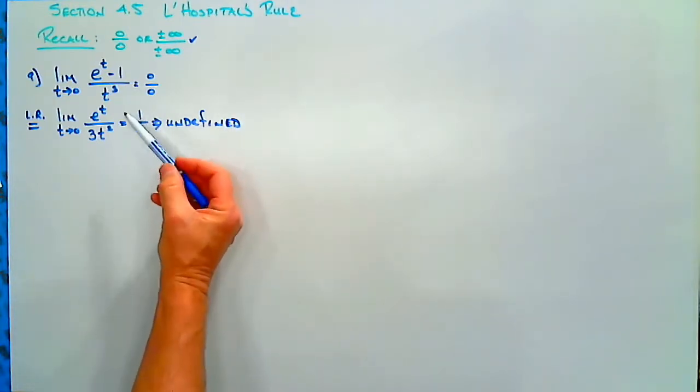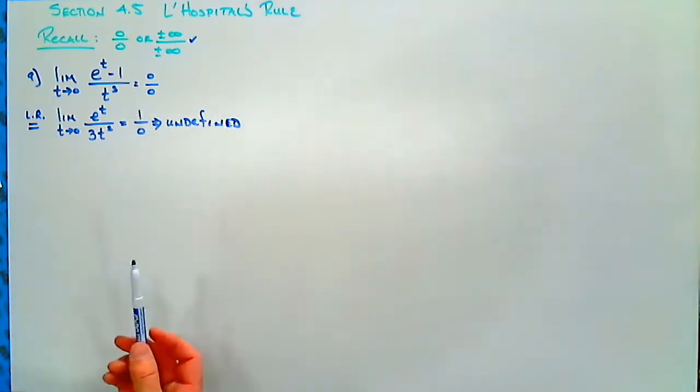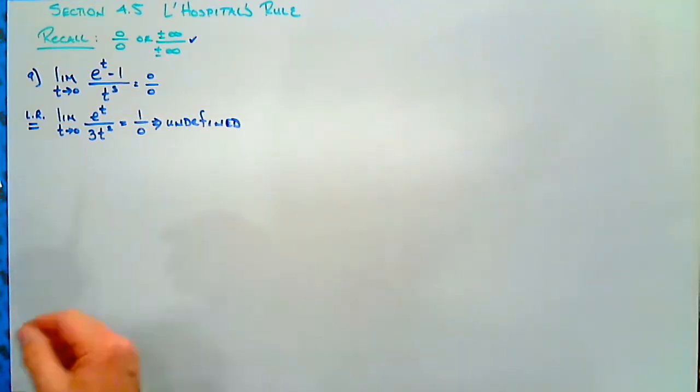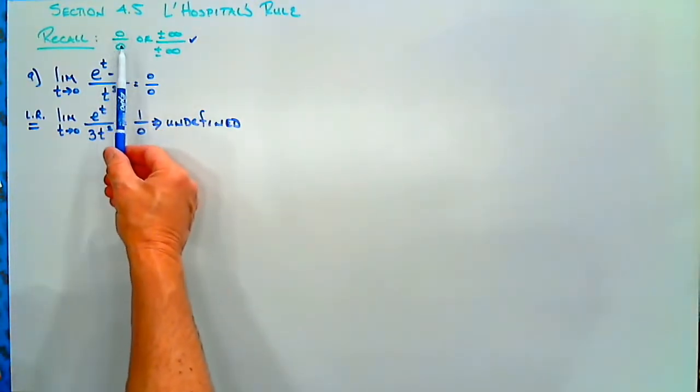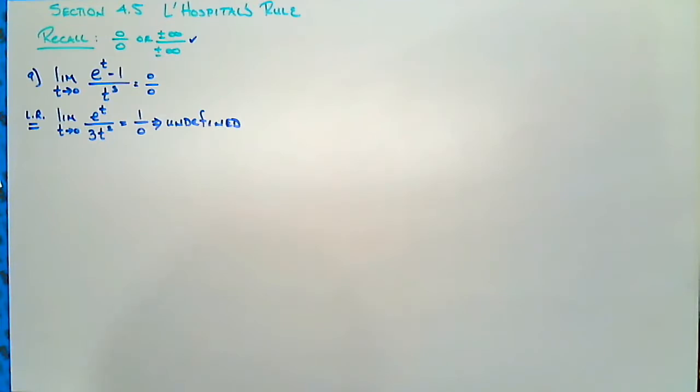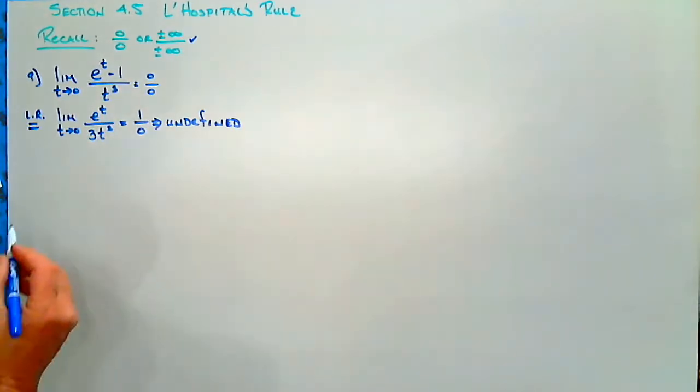Now, if this would again have been 0 divided by 0, L'Hopital's rule can be applied as many times as necessary. You can apply it over and over again as long as you keep returning to 0 divided by 0 or infinity divided by infinity. L'Hopital's rule can be used once, twice, 3, 4 times per problem. So that's problem number 9. Let's take a look at problem number 13.